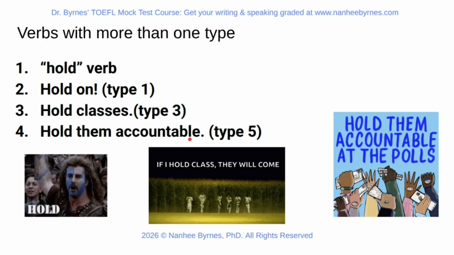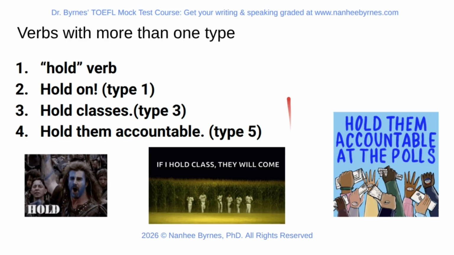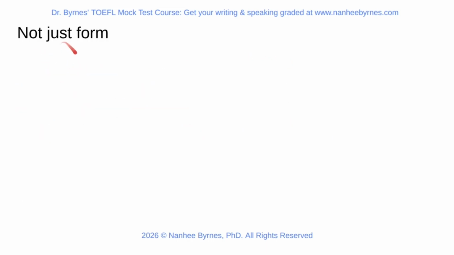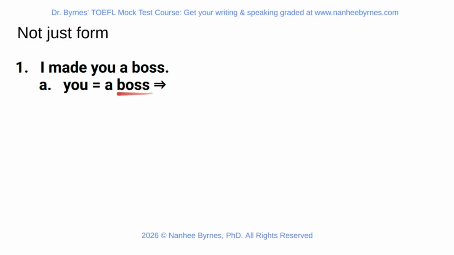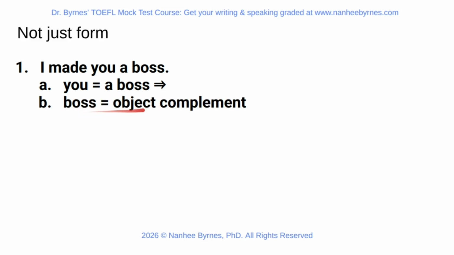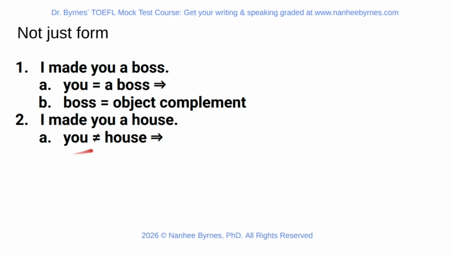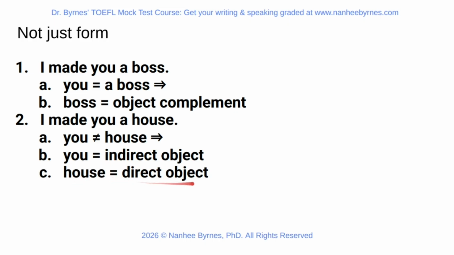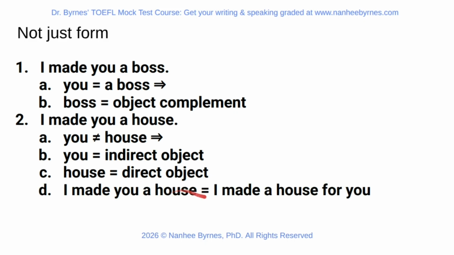The correct pattern often depends on meaning. For example, I made you a boss. You equals a boss, so a boss is an object complement. But in this sentence, I made you a house. Here, you does not equal a house, so you is an indirect object and a house is the direct object. The meaning is similar to I made a house for you.